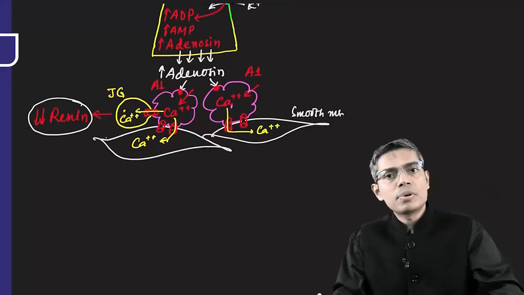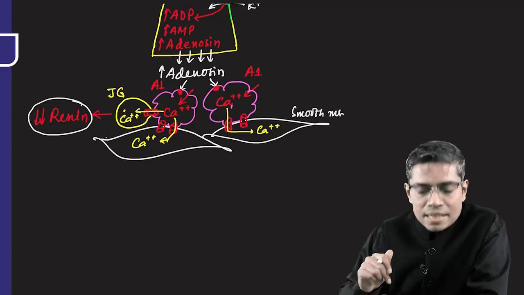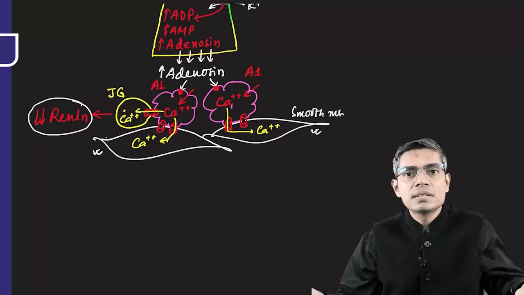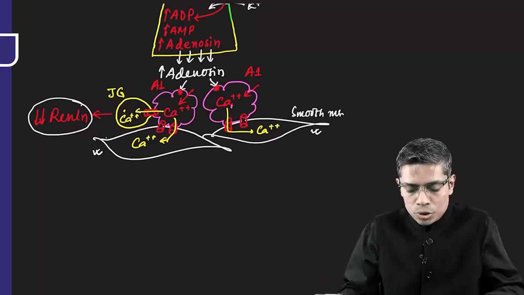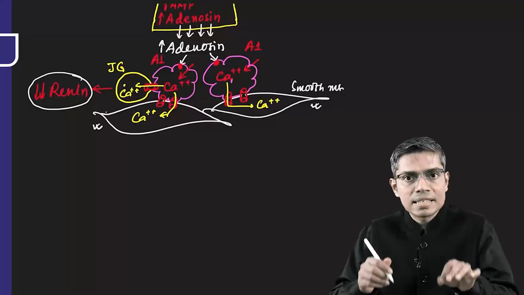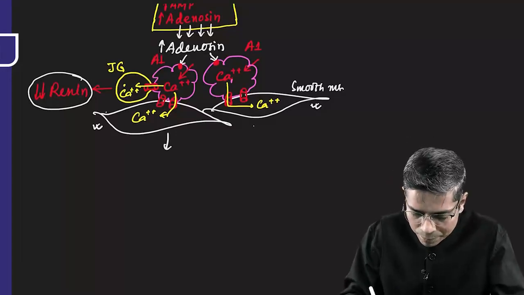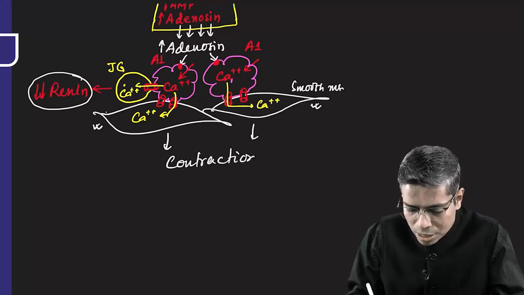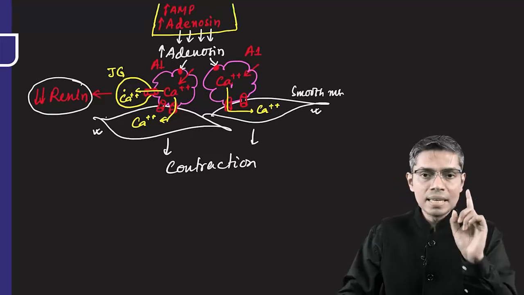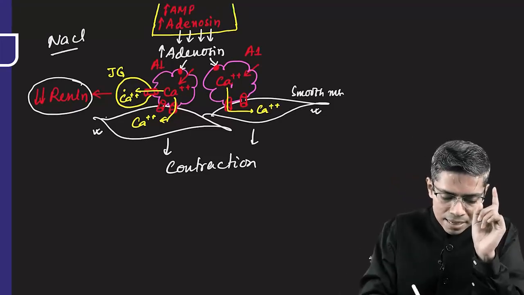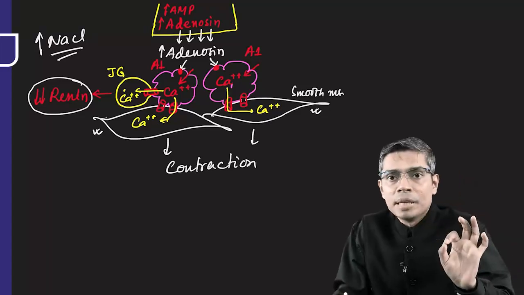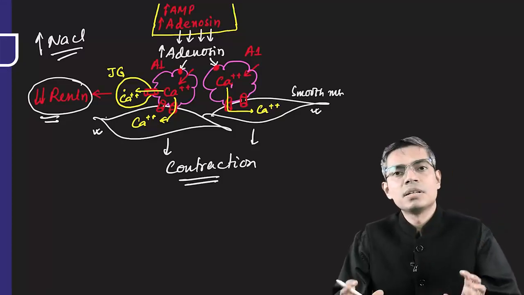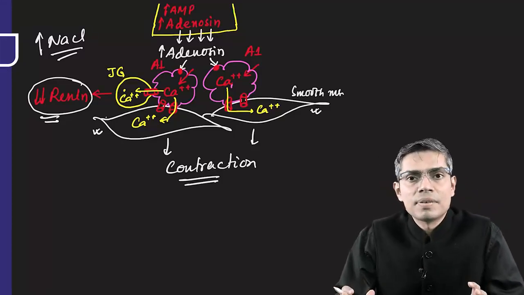Now, what about the calcium which has entered inside the smooth muscle cell? So this is the smooth muscle cell. Calcium means contraction, obviously. So whenever a huge amount of calcium influx is occurring, what will happen? This smooth muscle will go for contraction. So now I can understand two things: increased amount of NaCl at the level of the TAL lumen will cause decreased renin release and increased contraction of the smooth muscle cells of the afferent arteriole.